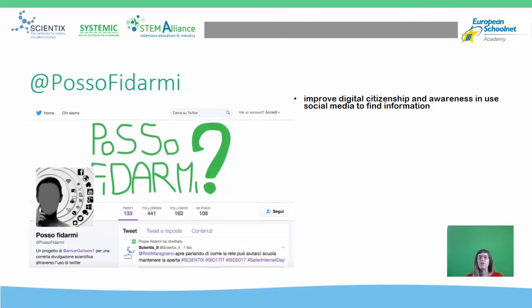We use social media in order to improve the digital citizenship of our students, because they have to manage this account and be responsible for the news they are sharing on this social media. This implies they have to do research about the source of the information they are sharing with the other students of the school. Also in this case they feel very responsible, so they are very happy to participate in this experiment.